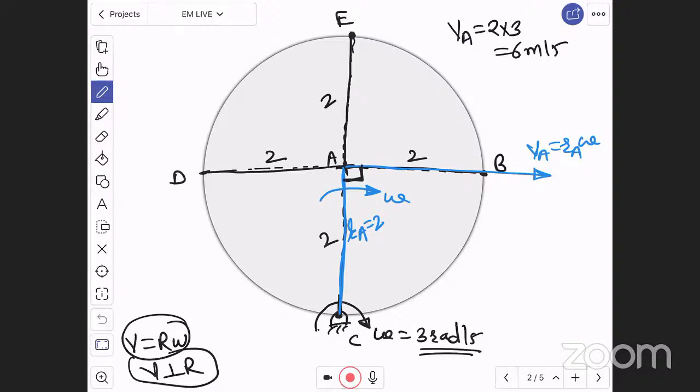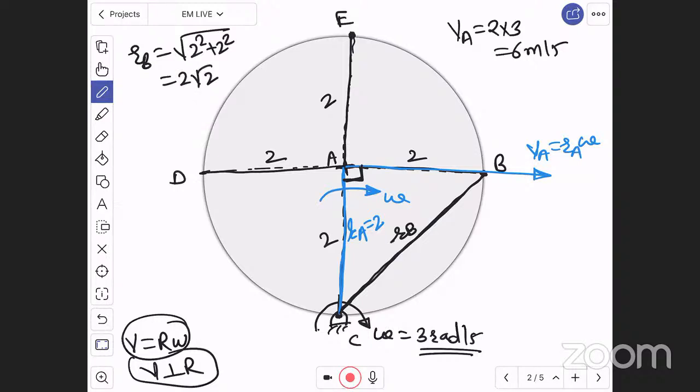Let's concentrate on point B. Now, the distance of B from C is the radius of B. Look at the triangle CAB. As per Pythagoras theorem, R_B will be equal to under root 2 square plus 2 square, which is nothing but 2 root 2.